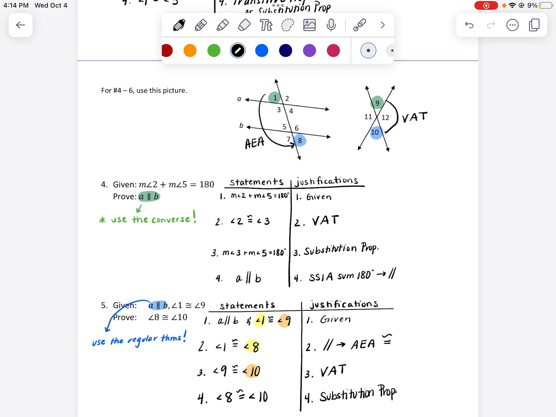You could also say that this is the transitive property, and it's just a little bit longer. 1 is congruent to 9, 1 is congruent to 8, 9 is congruent to 10. Again, it's just like a long chain. Substitution or transitive, either one will work. Okay, number 6.